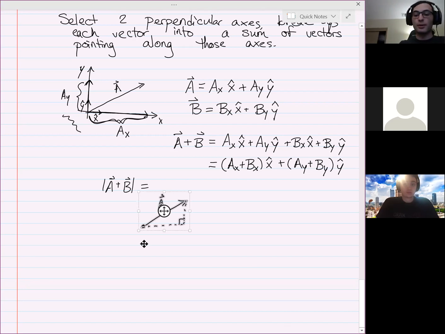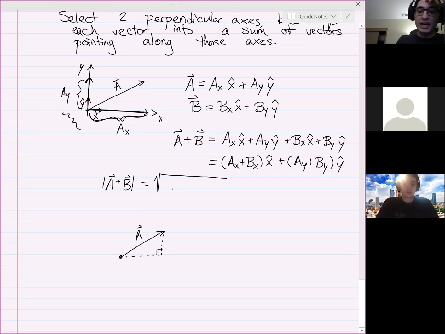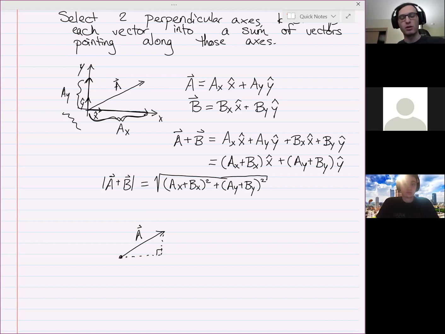So the magnitude of a plus b would just be the square root, this is the Pythagorean theorem, of ax plus bx squared plus ay plus by squared. And so once we have the components for a given vector, in this case, ax plus bx is the x component of the vector a plus b, ay plus by is the y component of the vector a plus b. Once we have the components, all you do is you just square them, add them, and take the square root, and you get the magnitude. So components are remarkably powerful. And they're very, very useful because it gives us a symbolic way that we can actually talk about vectors.